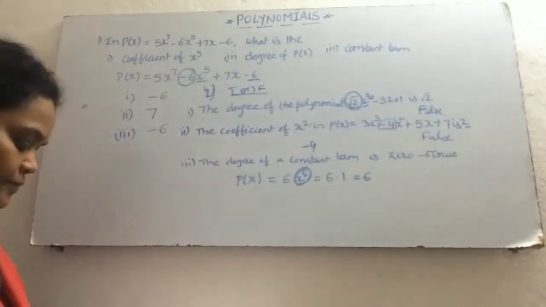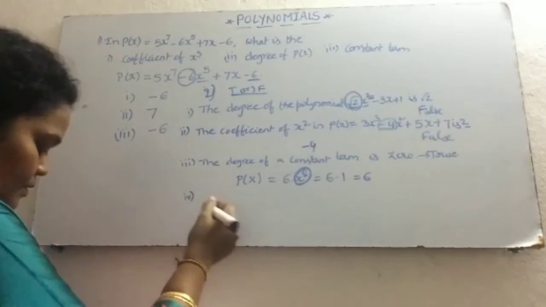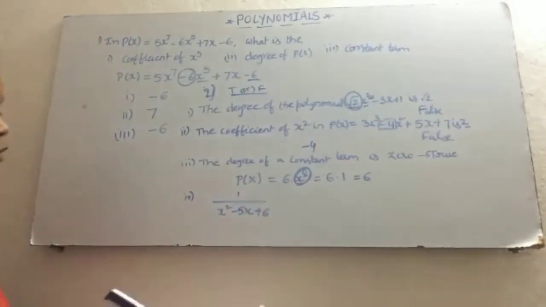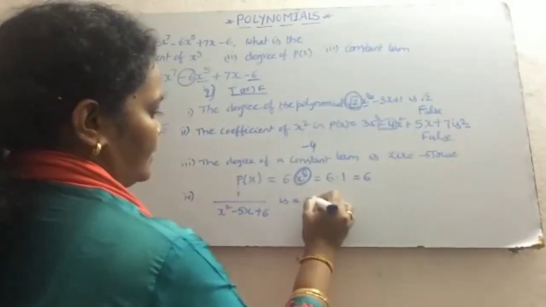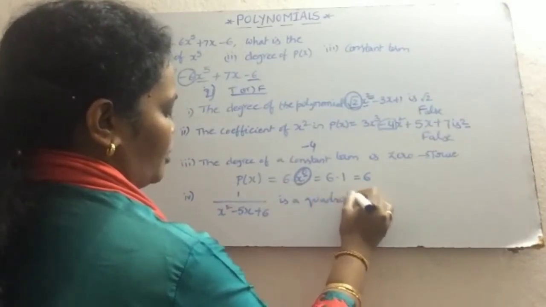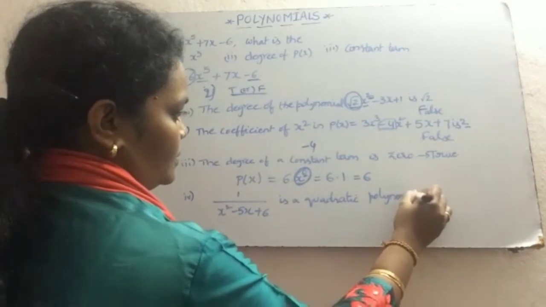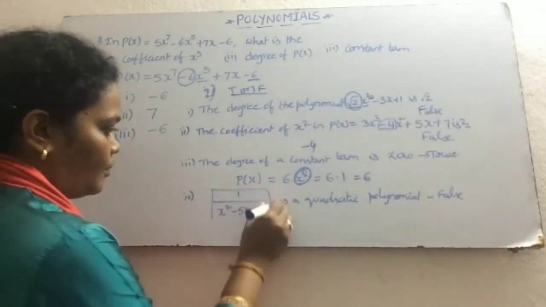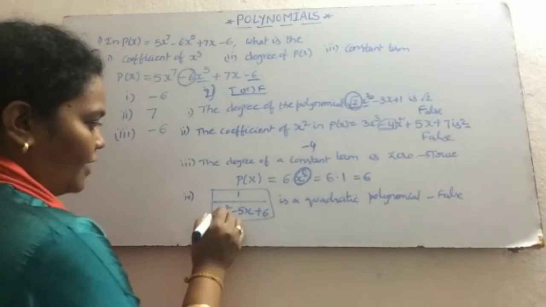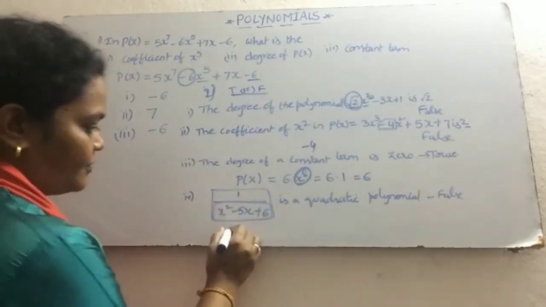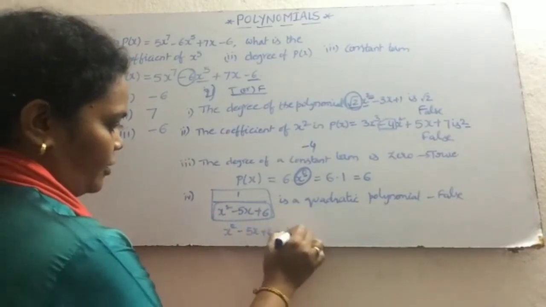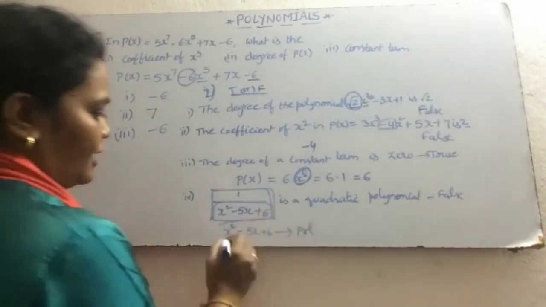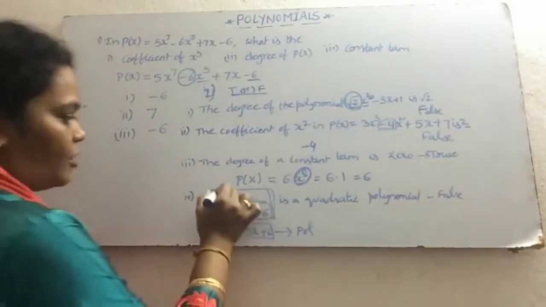And next one, 1 by x square minus 5x plus 6 is a quadratic polynomial. This is also false. Why? Because this is not at all a polynomial. I will take this denominator x square minus 5x plus 6. This is a polynomial. But the whole thing is not a polynomial. So this is a quadratic polynomial, but this is not a quadratic polynomial.